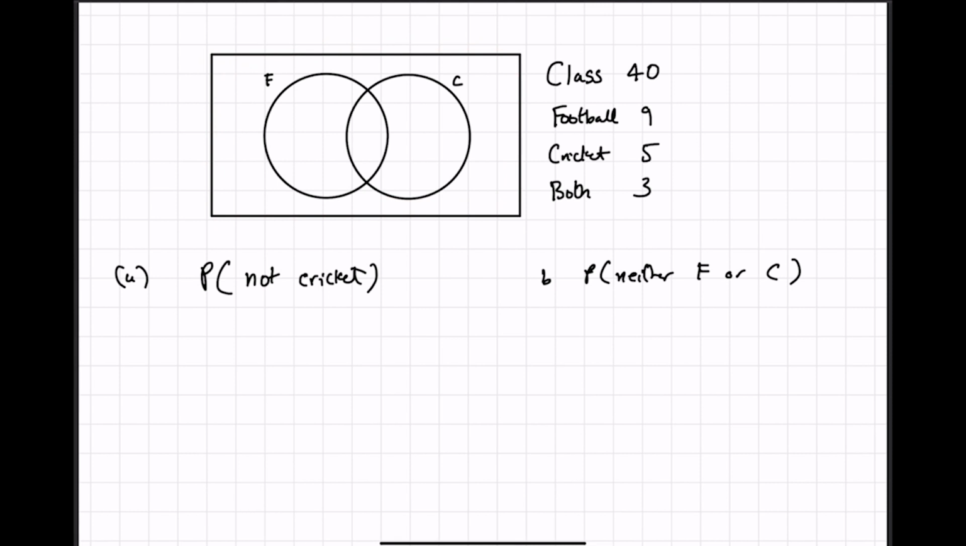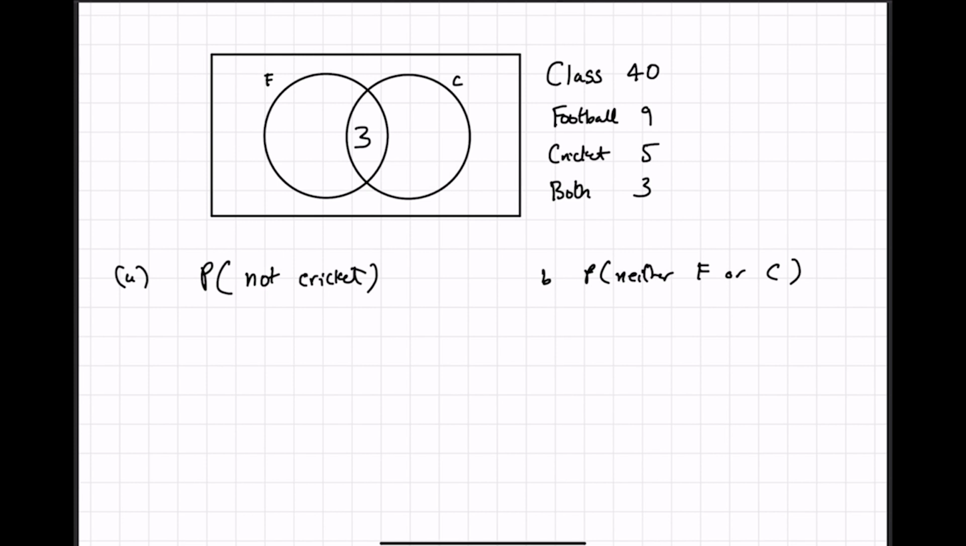So how can we start? Well, there's 40 people in the class. So we know for sure that 3 people play cricket and football. So that's the only one we can be certain for. So that's the first one that we put in. You always put in the one which has everything involved in it.